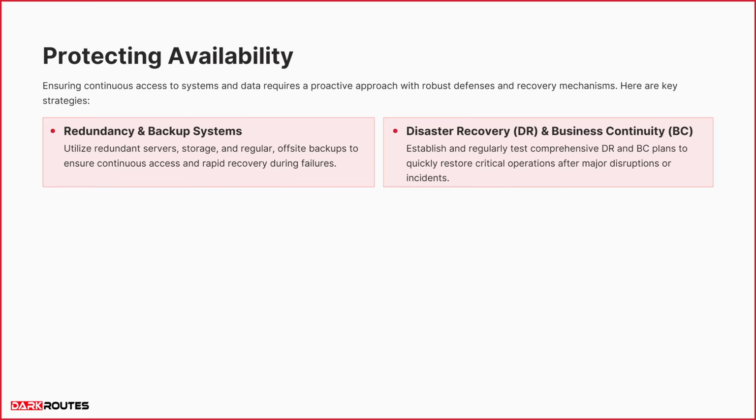Next, we have disaster recovery and business continuity. Even with redundancy, disasters can still happen. That's why we have DR and BC plans. These plans define how quickly and effectively an organization can restore operations after an incident. You need to conduct regular DR drills to ensure everybody knows what to do when things go wrong.